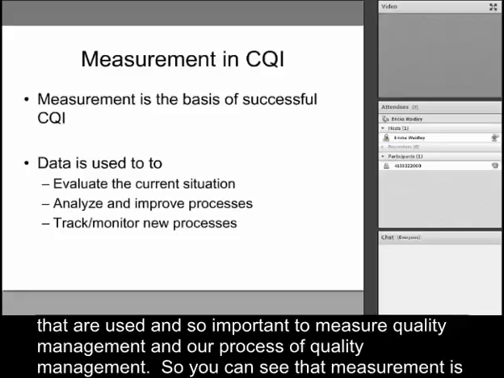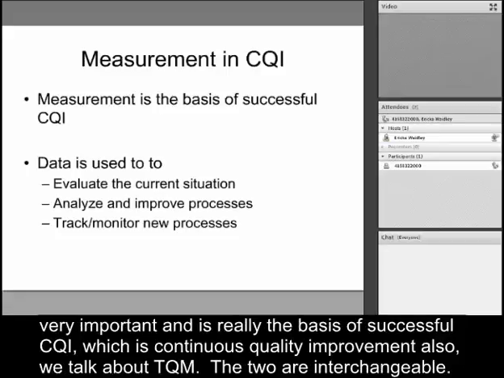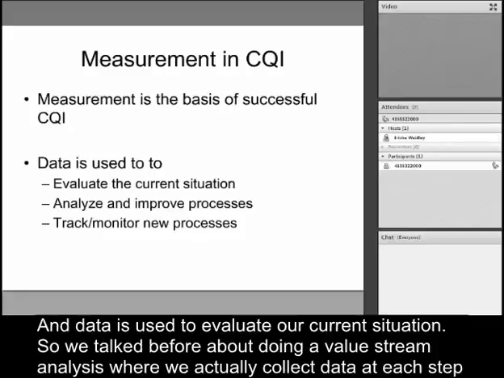So you can see that measurement is very important and is really the basis of successful CQI, which is continuous quality improvement. Also, we talk about TQM. The two are interchangeable. And data is used to evaluate our current situation.